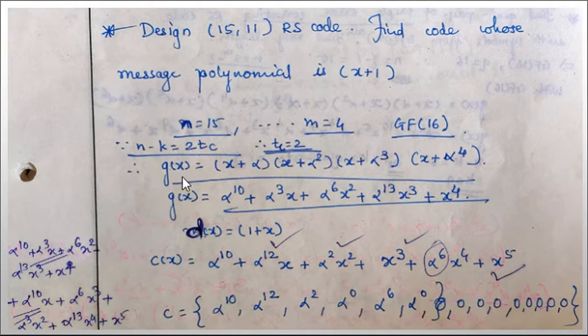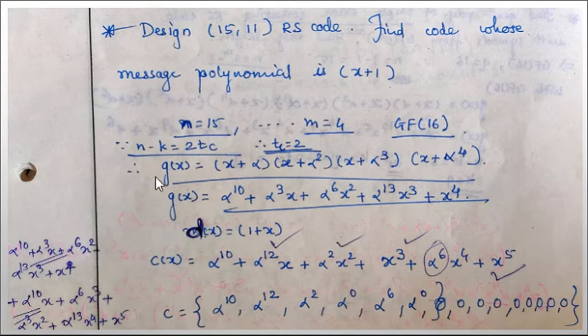Next, g of x, based on tc equal to 2, will be x plus alpha into x plus alpha square into x plus alpha raised to 3 into x plus alpha raised to 4. The exponent is incremented by 1. Remember, it is not 1, 2, 4 and so on; it is 1, 2, 3 and then up to 2tc.